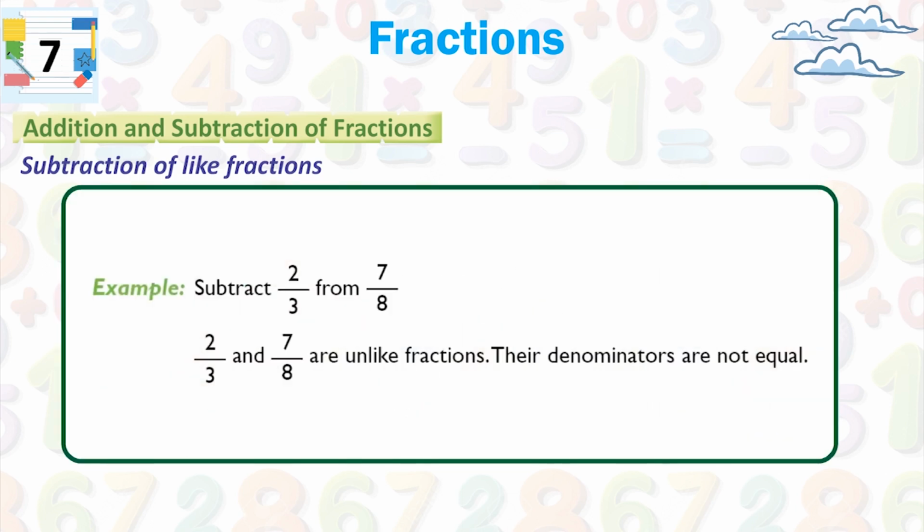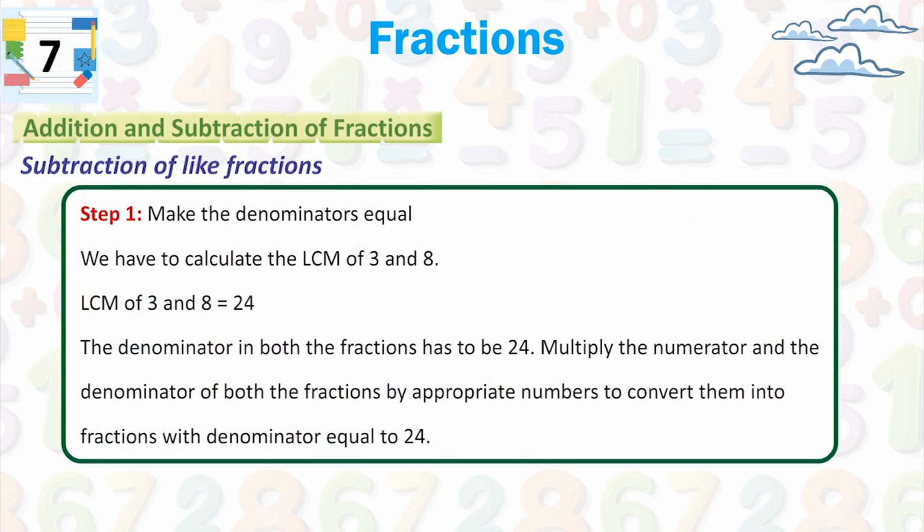Example. Subtract 2 upon 3 from 7 upon 8. 2 upon 3 and 7 upon 8 are unlike fractions. Their denominators are not equal. Step 1. Make the denominators equal. We have to calculate the LCM of 3 and 8. LCM of 3 and 8 is equal to 24. The denominator in both the fractions has to be 24.